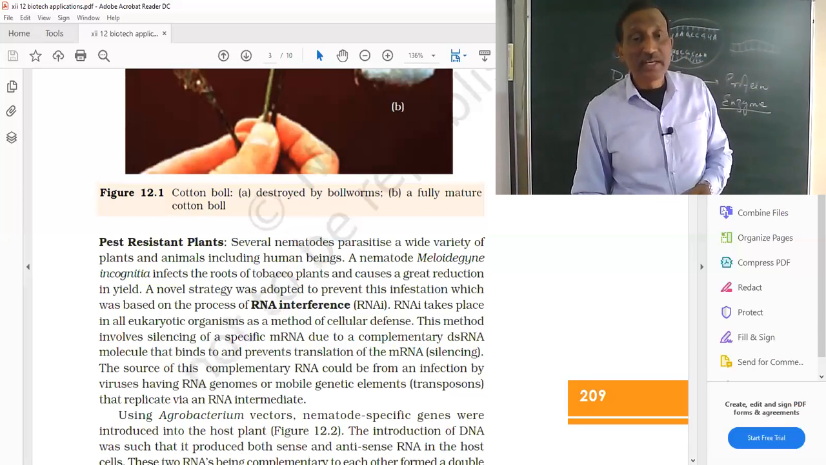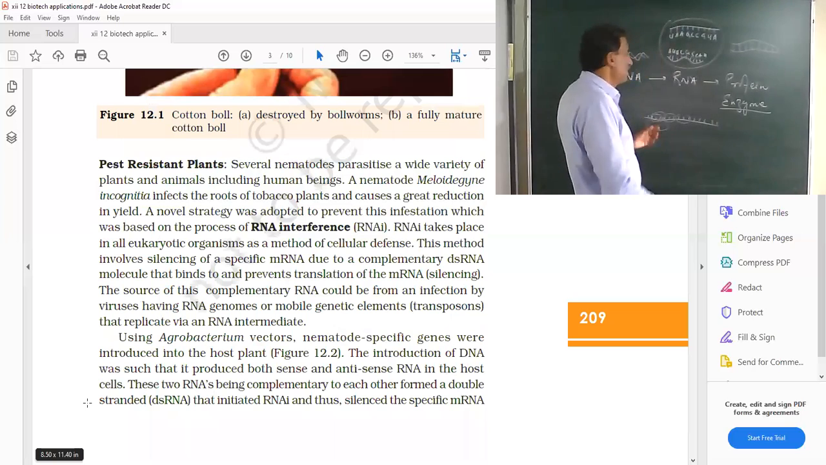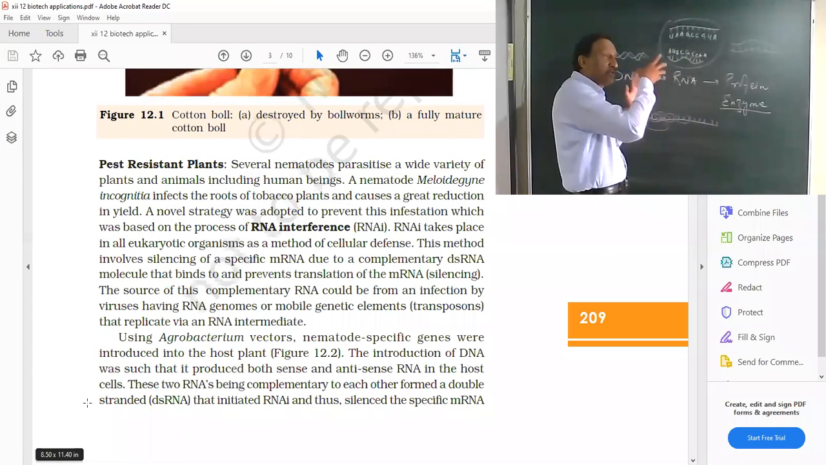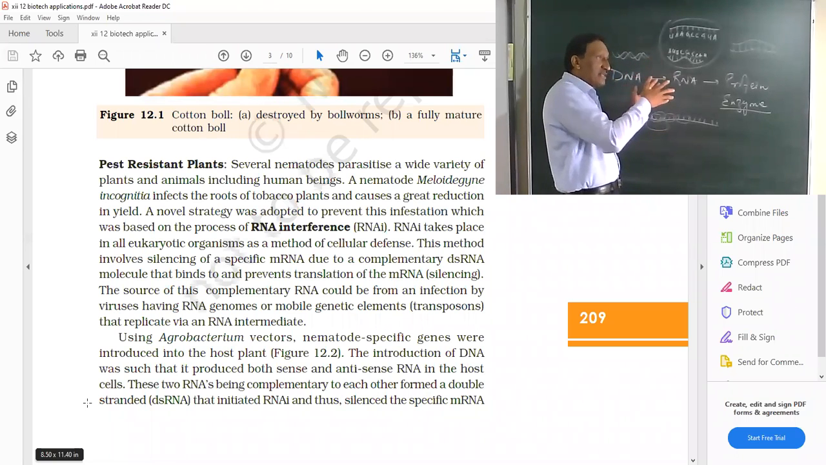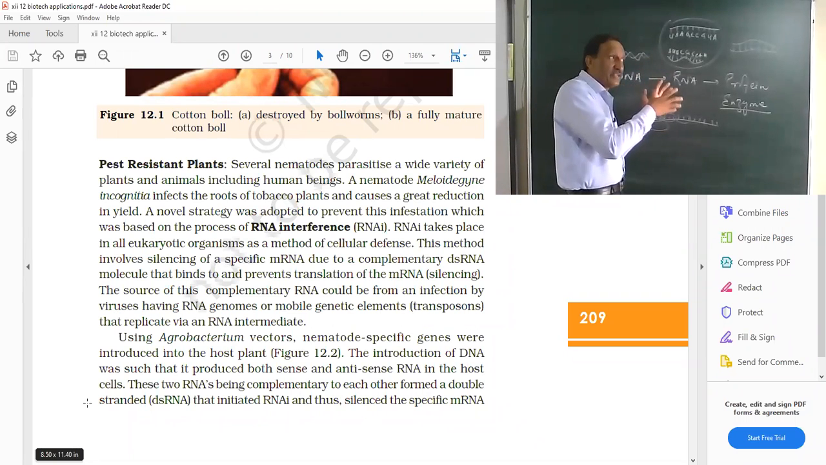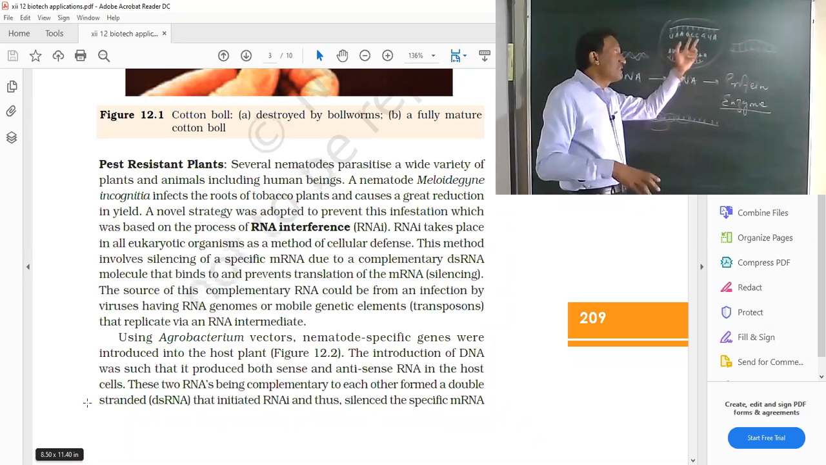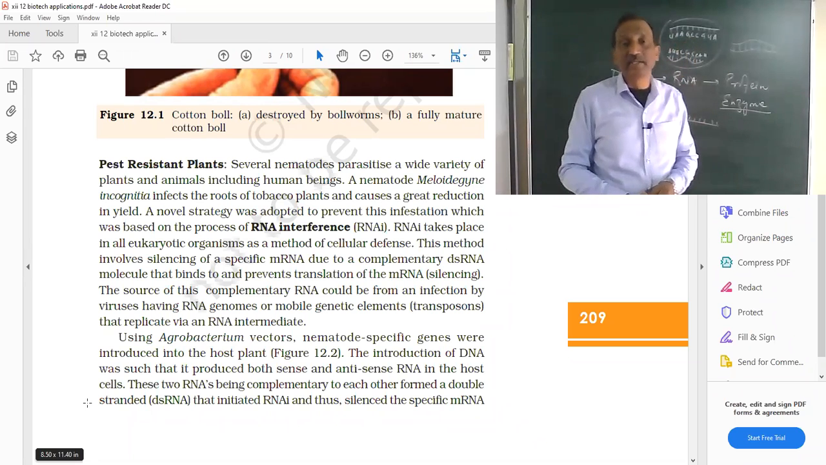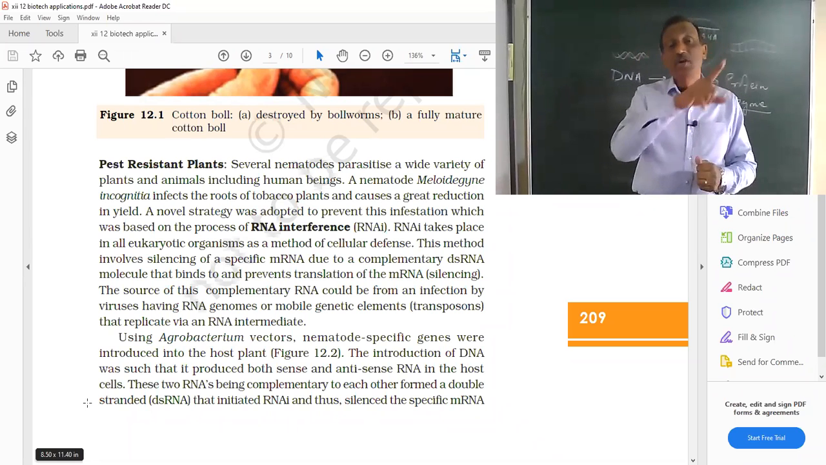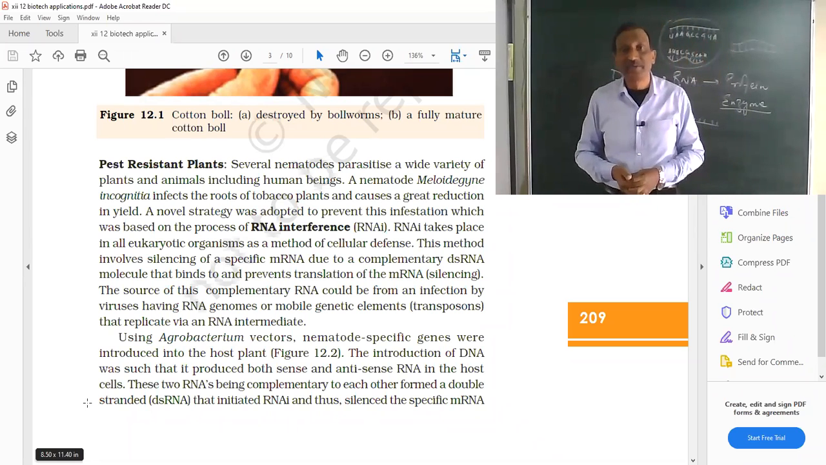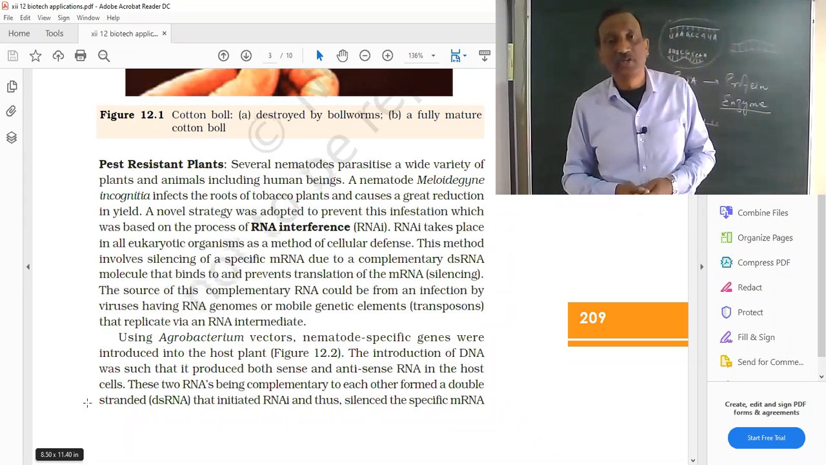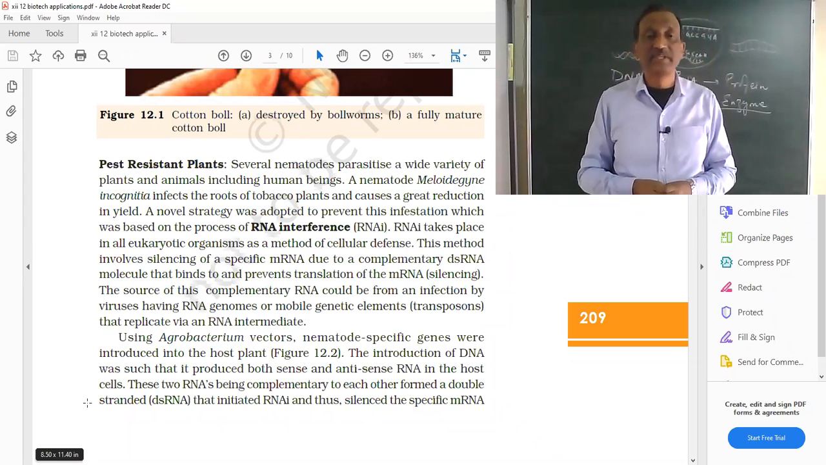Now from where? Now the problem is that the nematode is living there. The nematode infects the roots of the plant, and we have to insert these RNA into the plant cell. How will we insert it? So for that, what did we do? We have used that vector, that is Agrobacterium tumefaciens. You remember Agrobacterium tumefaciens, which we have studied in the previous chapter.